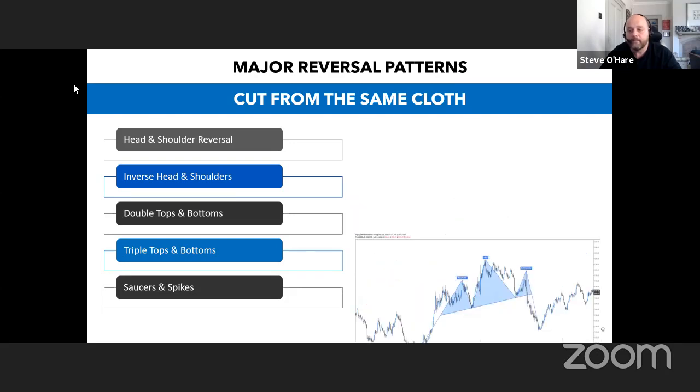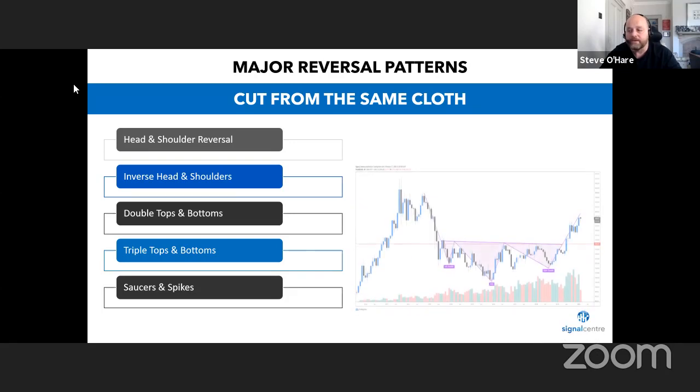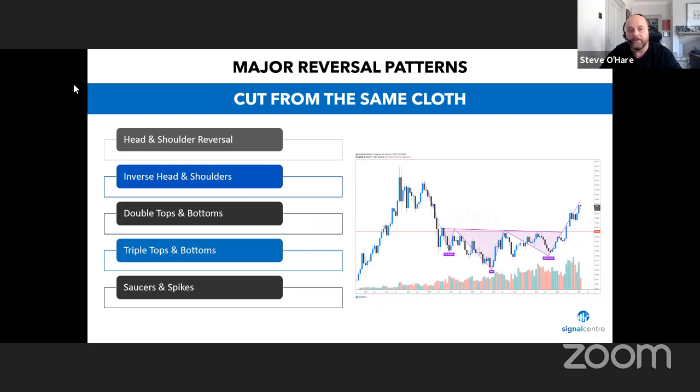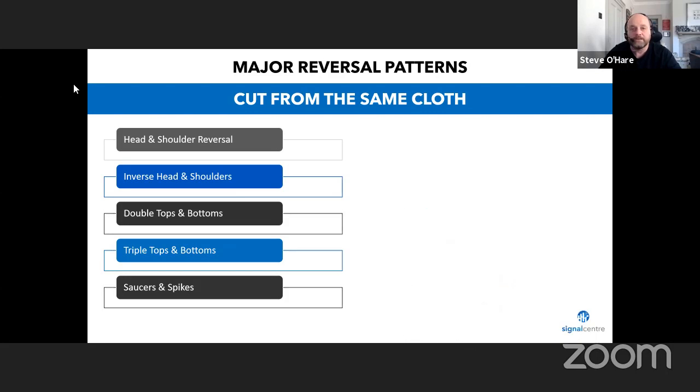The inverse head and shoulders formation is the same in reverse: a downward trending market, left shoulder formed, a spike higher, the head then formed, another spike higher, back to the right shoulder, and then eventually we break the neckline and prices move higher. I've got some volume indicators on here, but I'll go into a bit more detail on those in a second.